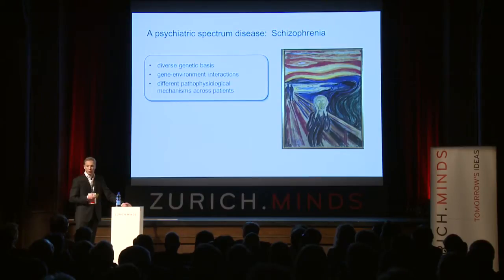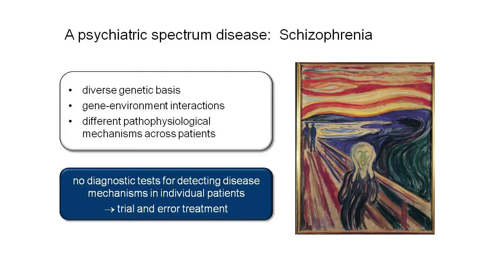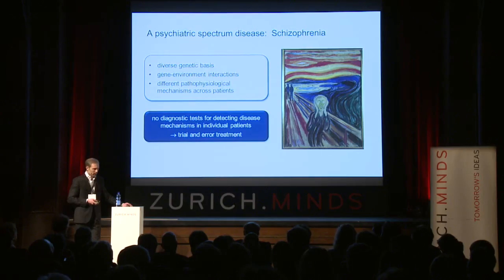Nothing. Absolutely zero. All we do is we tick boxes on lists of symptoms, and due to the lack of mechanistically interpretable tests, we do nothing but trial and error treatment. We prescribe one drug, wait, see whether it works, prescribe another, wait, see whether it works, and so on, to the sufferance of the patients and their relatives, and it's very cost inefficient too.